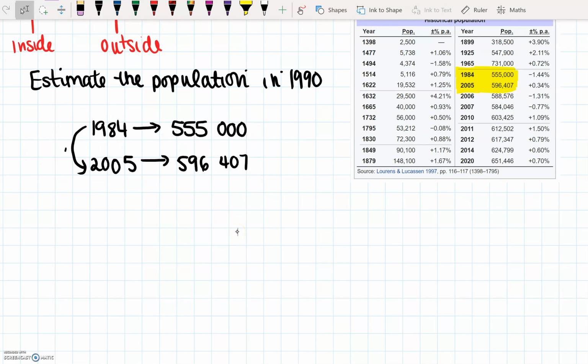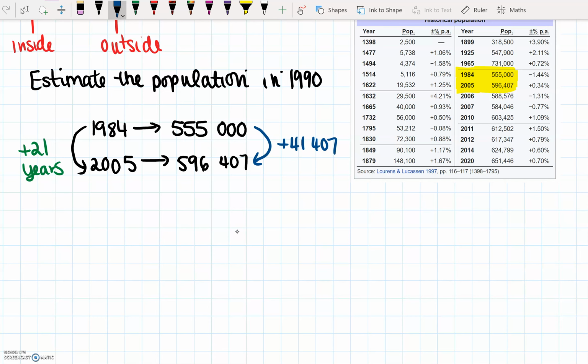Okay, so we have had a change here of plus 21 years. Now on the other side, if we look at how many people it changed by, we have 596,407 minus 555,000, which is plus 41,407. Okay, so this is what we have.